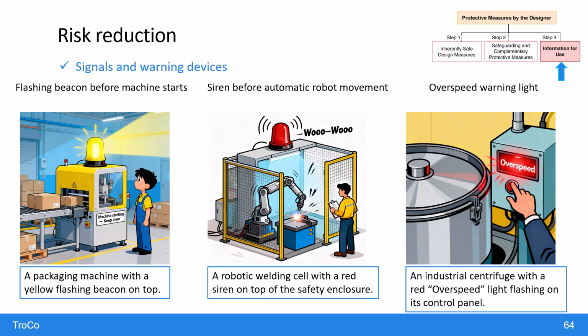Comment by TroCo. From a professional technical safety engineer's point of view, signals and warning devices are strong indicators that this business has failed in achieving inherent safety. On the other hand, they may have a huge potential for improvement.